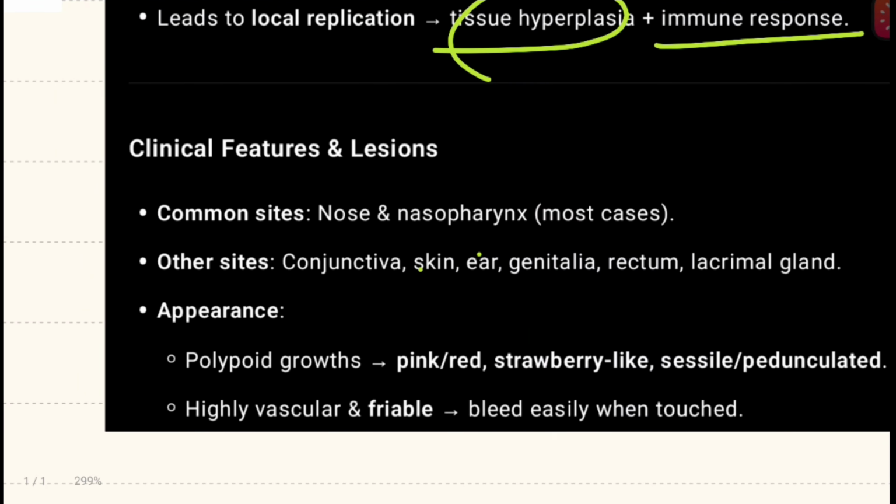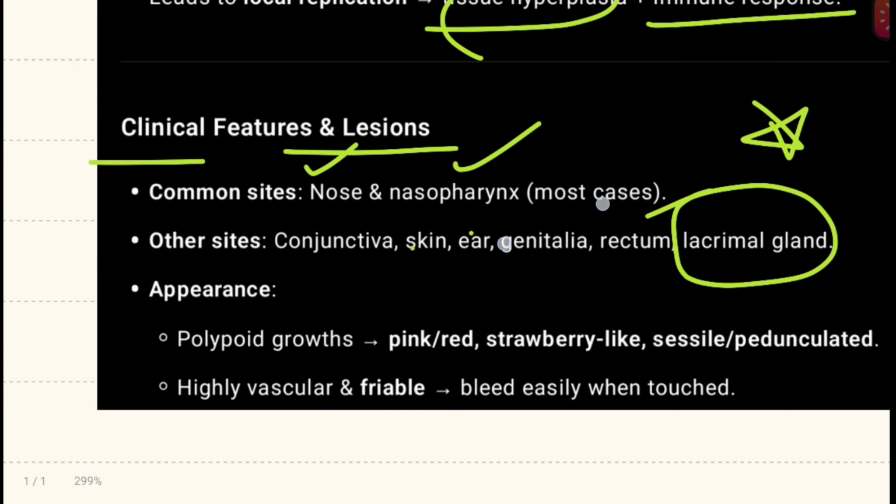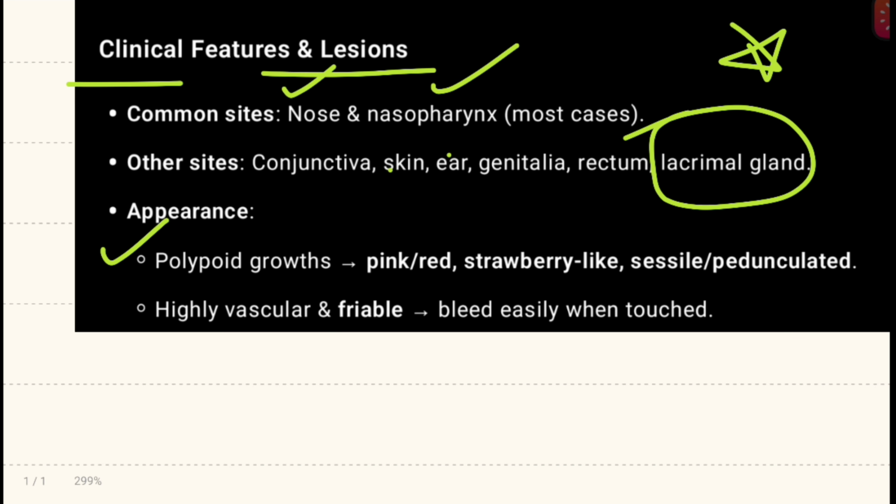Now, let us have a look at the clinical features and the lesions of the disease. These lesions are commonly noticed at sites such as the nose and nasopharynx, and another very important site is the lacrimal gland. The lacrimal gland is also a very important site of the infection or lesion. Now, how will these lesions appear? They have characteristic features, and they look like a polyp structure.